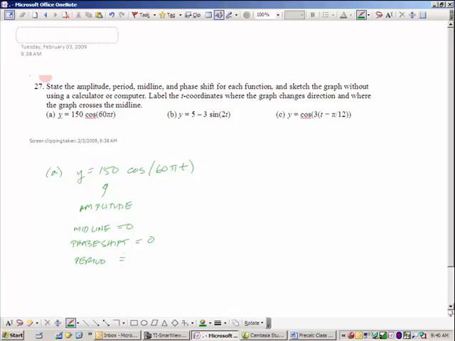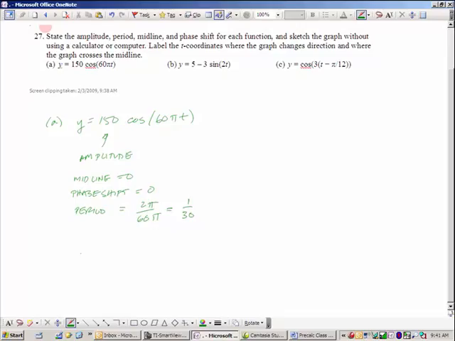So what's the relationship here? Sam Snyder? Is it 2 pi over 60 pi? End of story. T is the variable, so that doesn't play into it. So 2 pi over 60 pi, and of course you can see that would reduce to just 1 over 30. So this has an amplitude of 150 and a period of 1 over 30.